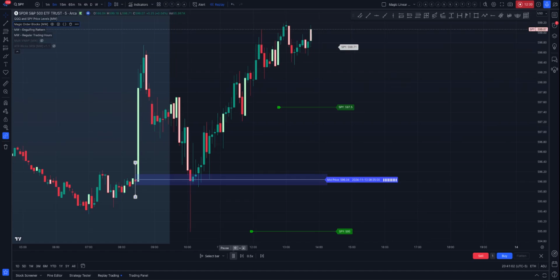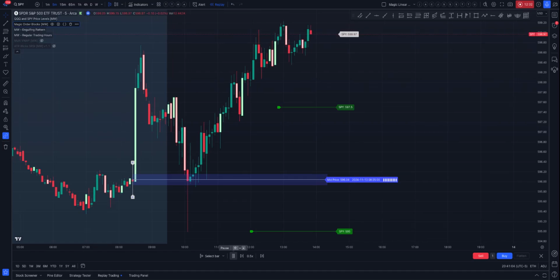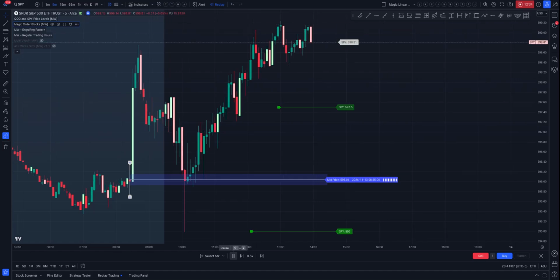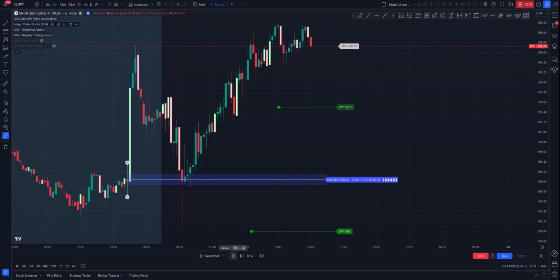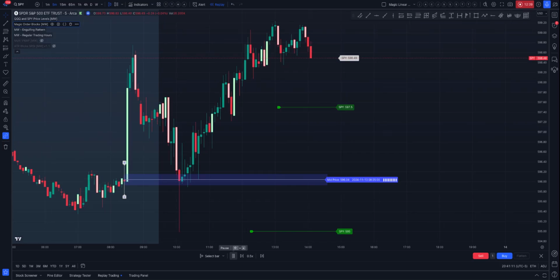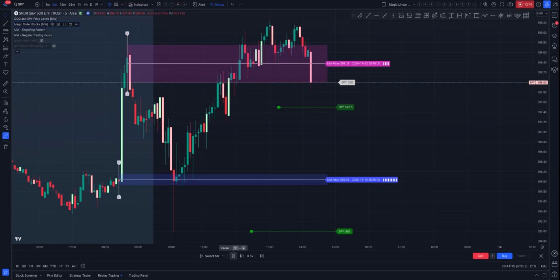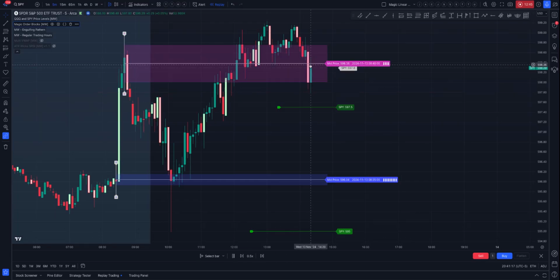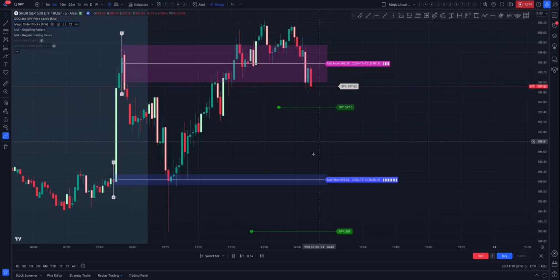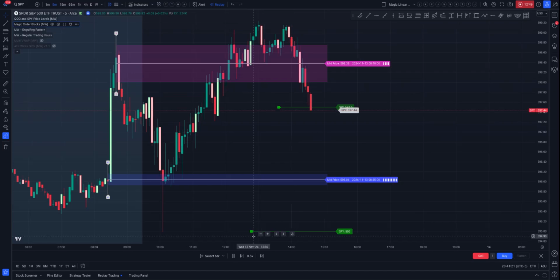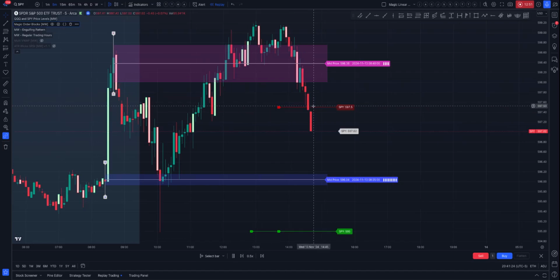So here we go. Let's see. All right, that looks like it's a double top forming. And then let's see. Oh, shot down. Oh, we're down back below that order block. Now let's see what happens when it hits 597.50. Bam, there was that little bounce.